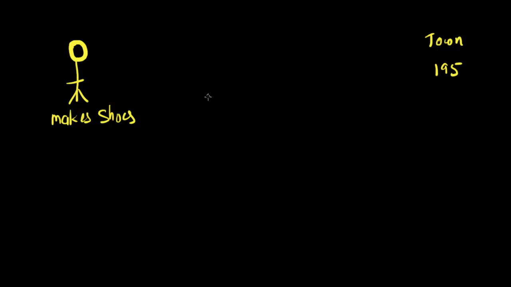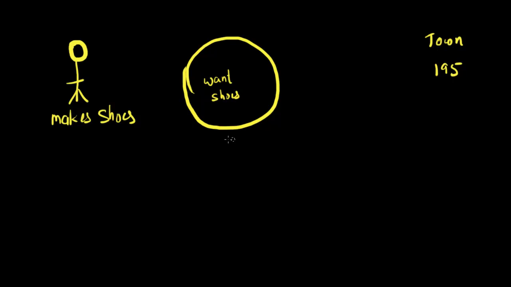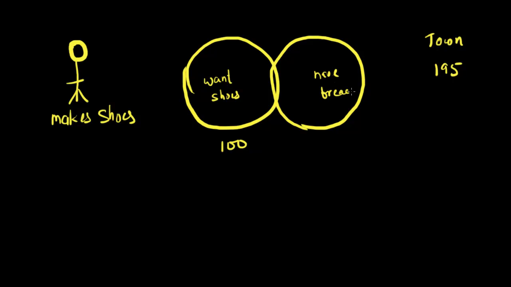And let's assume that this circle over here represents all the people who want shoes. And we're going to assume that this number over here is 100. So 100 people in Joe's town want shoes. Now let's also assume that this circle over here represents people who have bread. And we're going to assume that there's a total of 100 people who have bread.